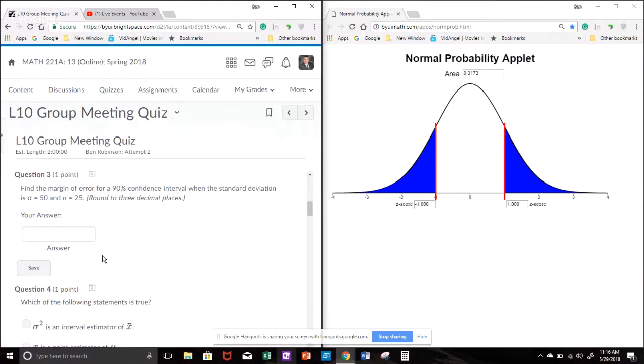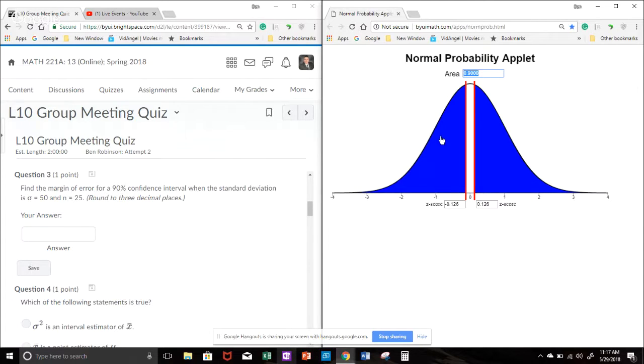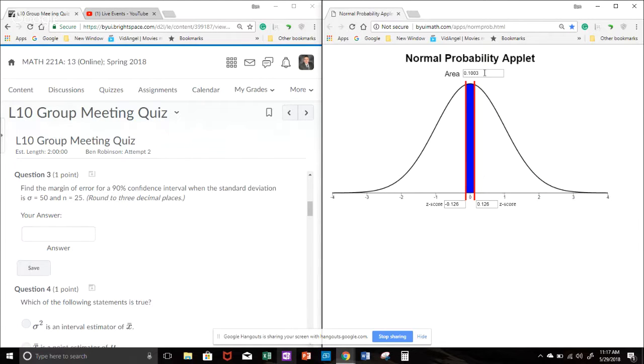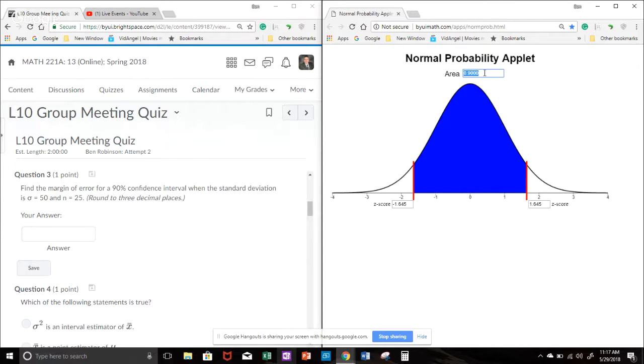Okay, it says find the margin of error for a 90% confidence interval with a standard deviation of 50 and sample size of n. And so what we need to do here is use this applet, right? And find out we want 90%. We want the middle. The z-score is 1.645.